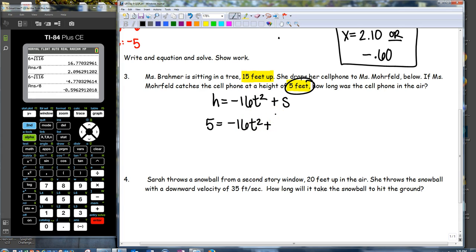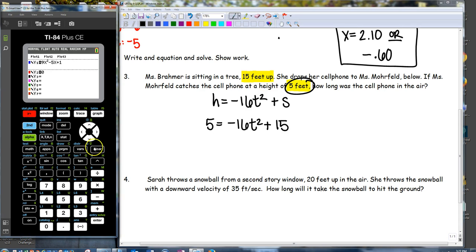And the starting height is going to be 15 because that's where I'm dropping it from. Now, if you want to solve this algebraically and subtract your 15 over and divide by negative 16 and square root, you are more than welcome to. I am going to solve by graphing. So I'm going to go to my calculator.